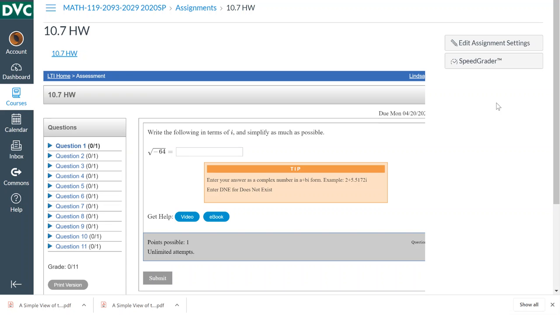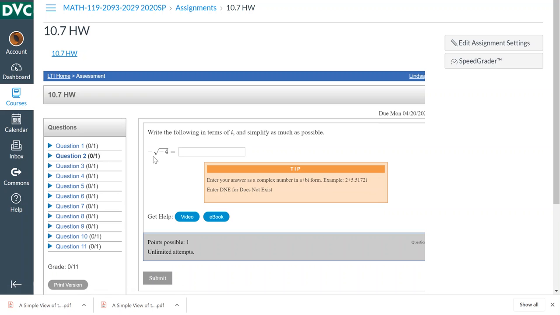In this video, we're going to be talking about how to do questions 1 and 2 from homework 10.7. So before we can do question 1 and 2 though, notice I'm taking square roots and there's a negative underneath that radical. What number squared is minus 64? Well, that's not a real number. You know, minus 8 times minus 8 is positive 64, not negative 64.